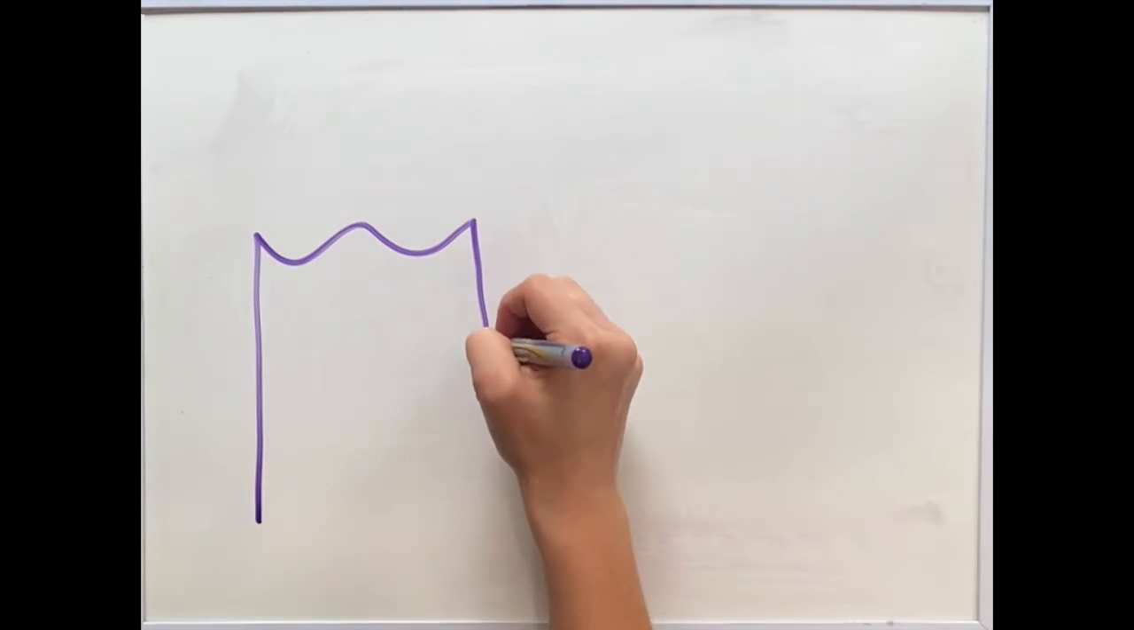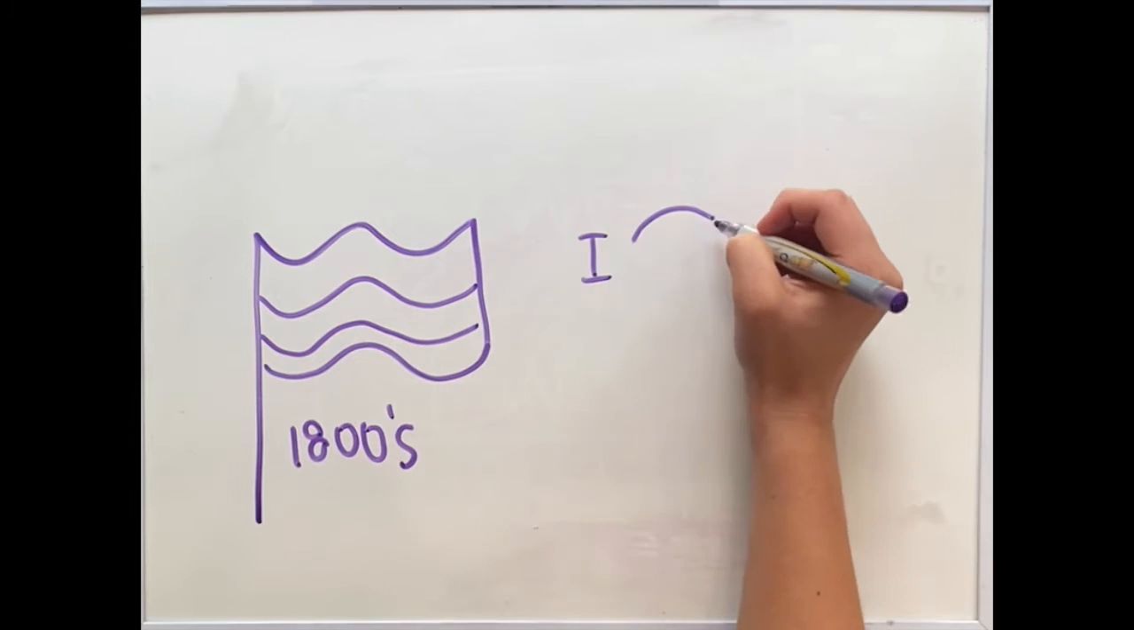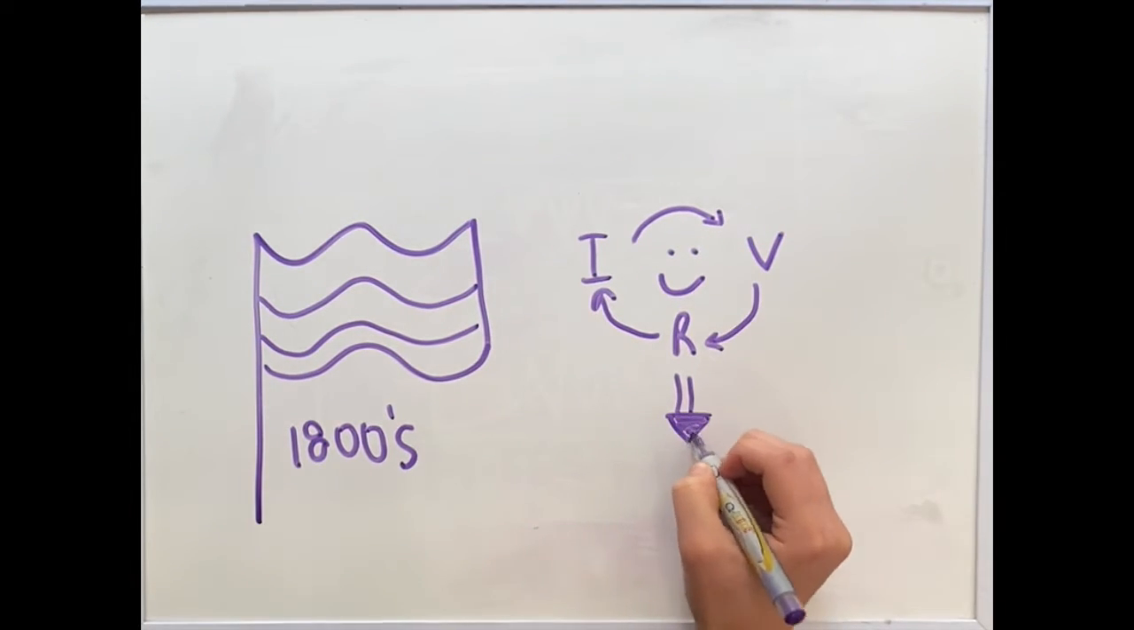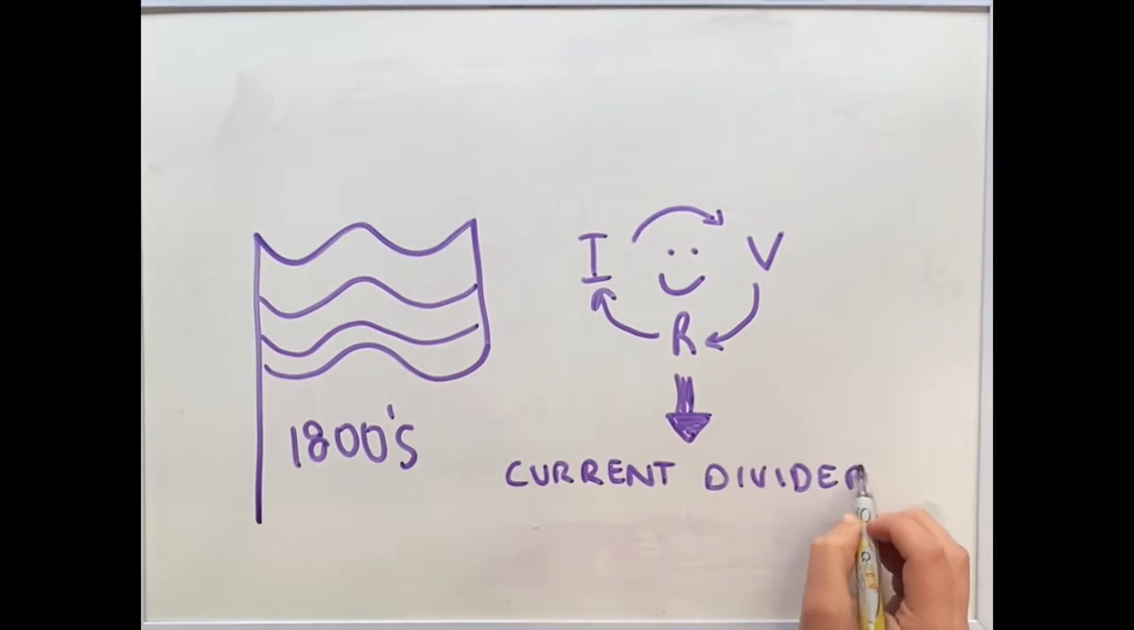Back in Germany in the early 1800s, Mr. George Ohm figured out that current, voltage, and resistance are like a big happy family that all depend on each other. From this, the current divider rule was born.